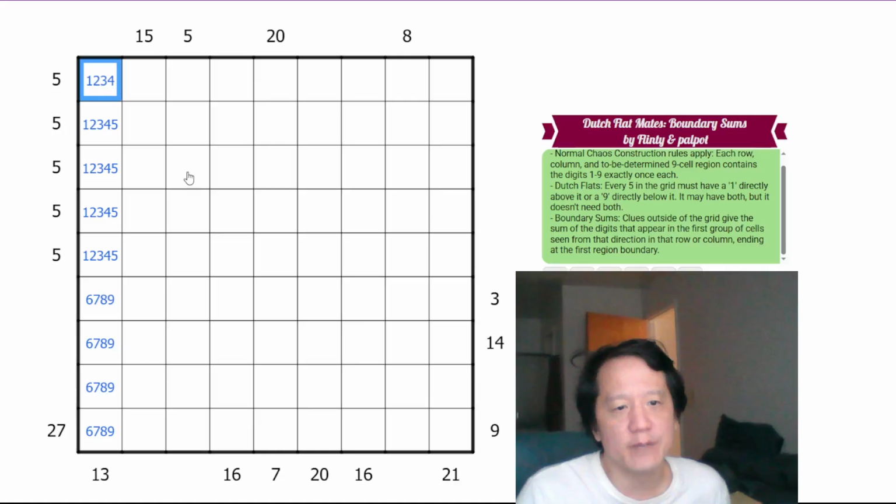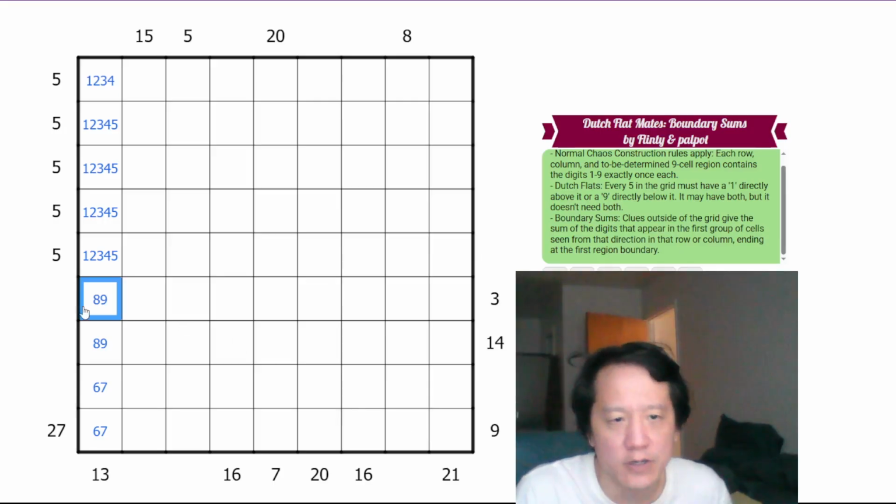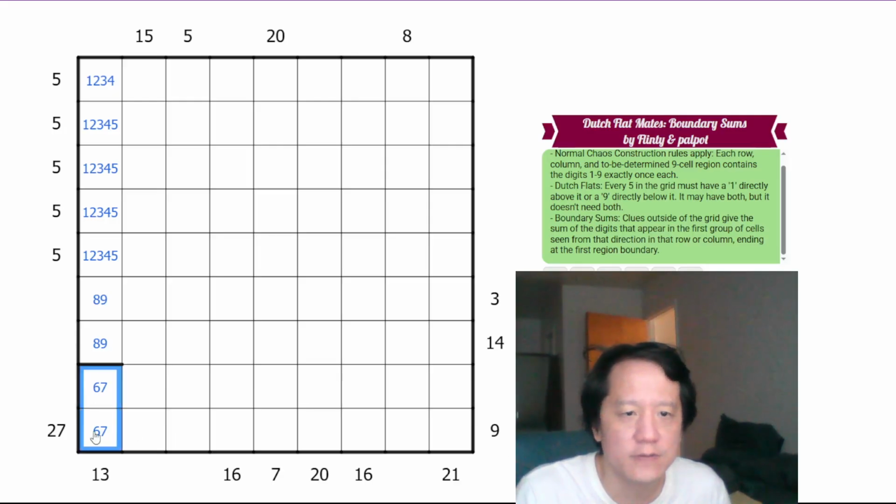But that means this can't be a 5 by itself. This has to add up to 13, so this has to be a 6-7 pair, which forces this to be an 8-9 pair here. So this is then a boundary here, because this sees 13.